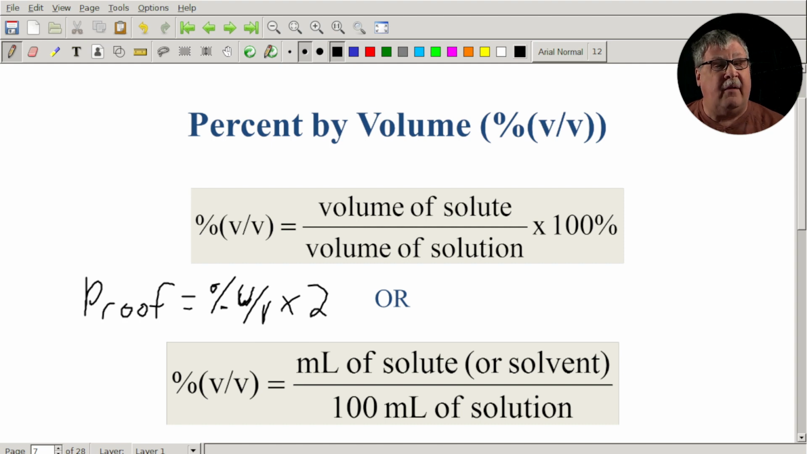So actually what a lot of distillers have done is they report both values on the label. They have to report the proof by law, but they often will report percent alcohol by volume, especially if they market in other countries, because other countries do not allow proof. They want percent alcohol, which makes more sense to me.